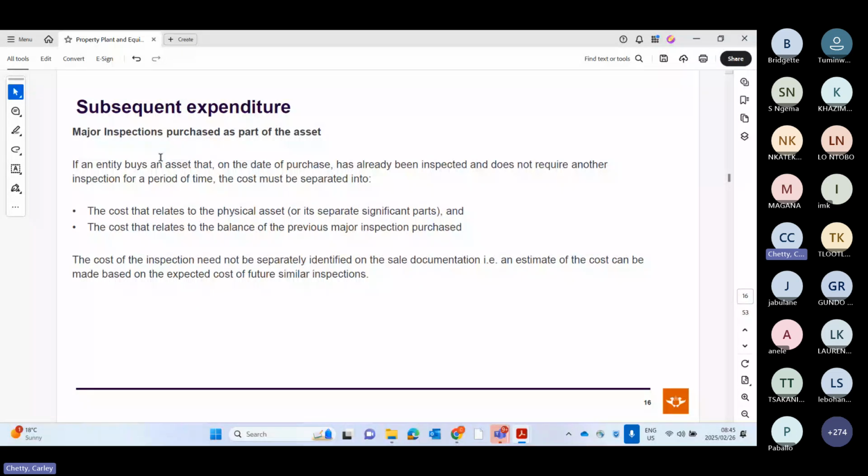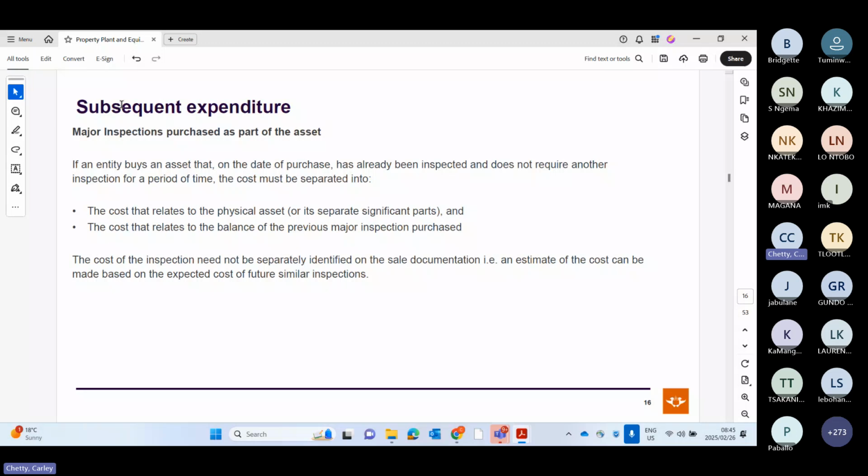So when you buy an asset, it's not always going to say that this portion of cost relates to the previous inspection and this portion relates to the actual asset. But we can estimate the cost of the previous inspection by looking at future inspections and the cost of those future inspections, and then obviously present valuing it. So let's have a look at this example.